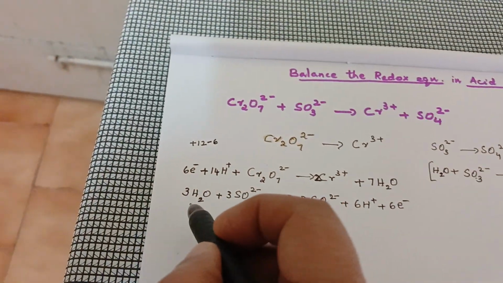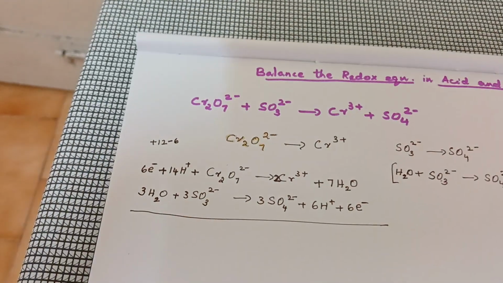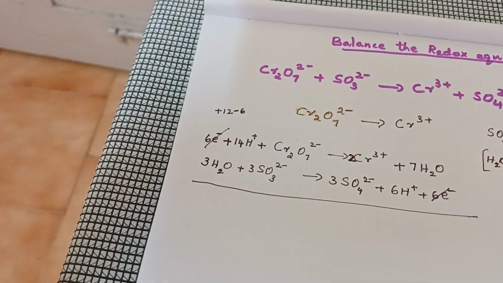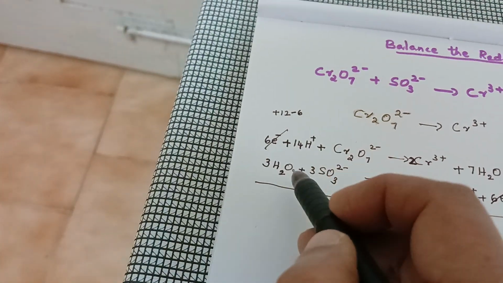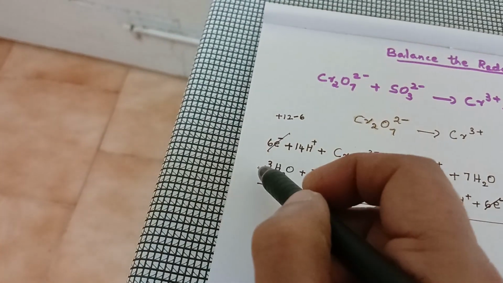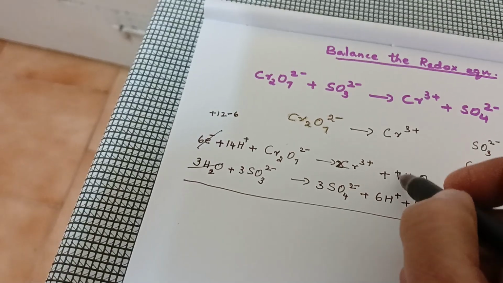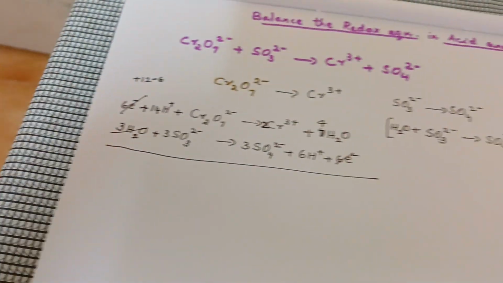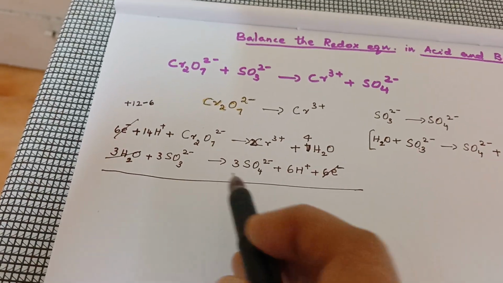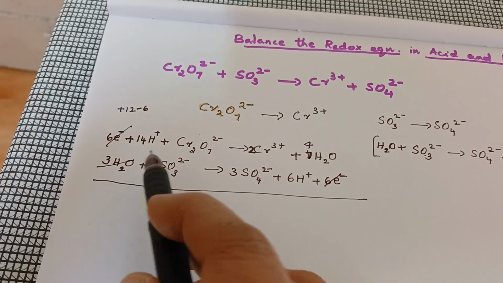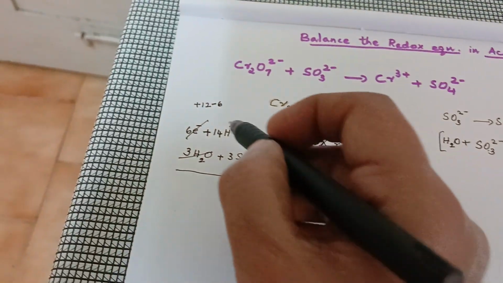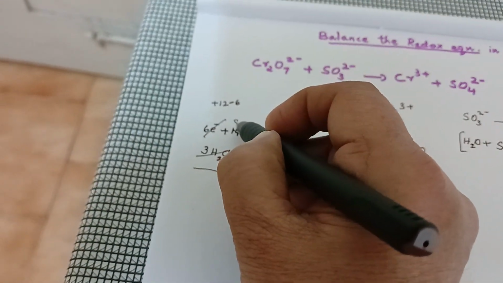Now we can combine these two equations. Let us cancel out these 6 electrons from both sides. Now we have 3H2O on the left hand side and 7H2O on the right hand side. So we can cut this and make this equal to 4, because the difference between 7 and 3 is 4. Now 14H plus on the left hand side and 6H plus on the right hand side. So we will cut this, and 14 minus 6 is 8, 8H plus.